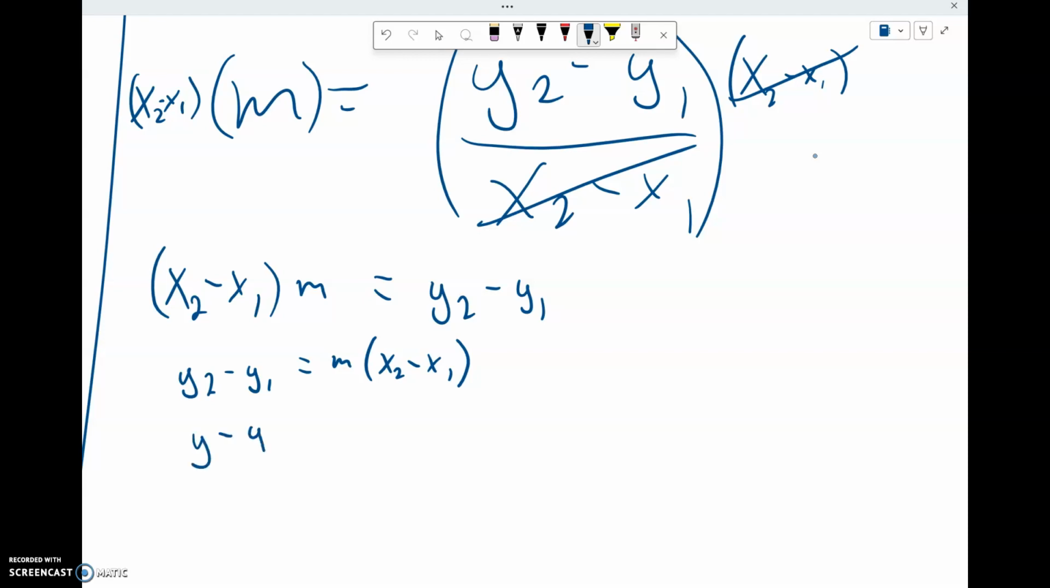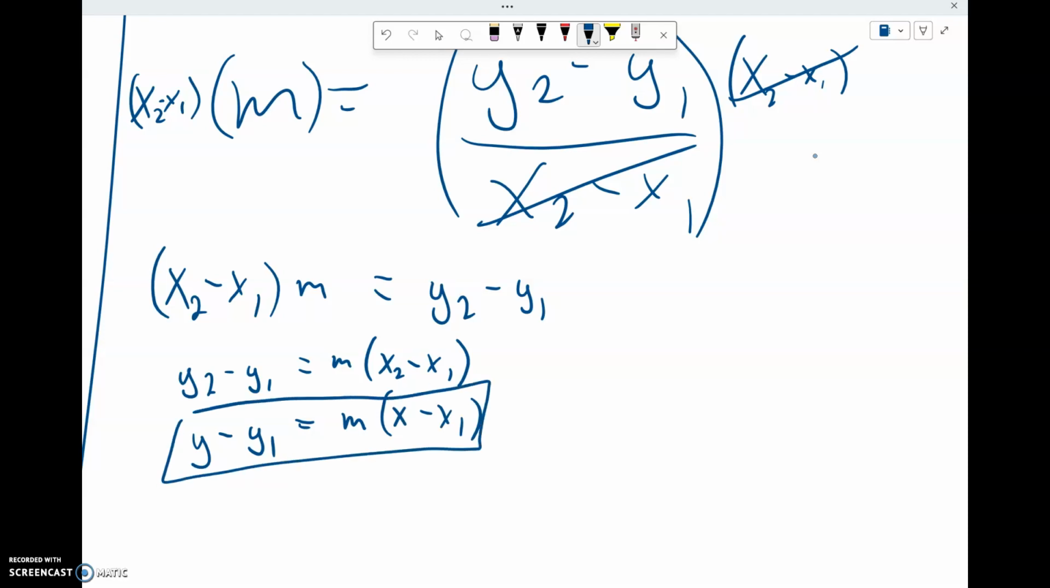If we're doing point-slope form, as the name suggests, all we need is a single point, so one pair of coordinates, and a slope. So this is point-slope form, and point-slope form is actually very easy to use.